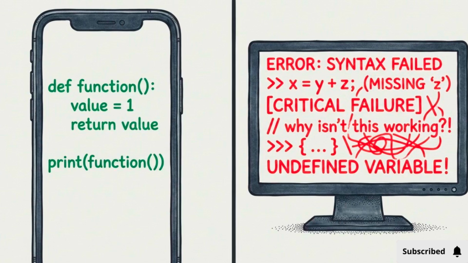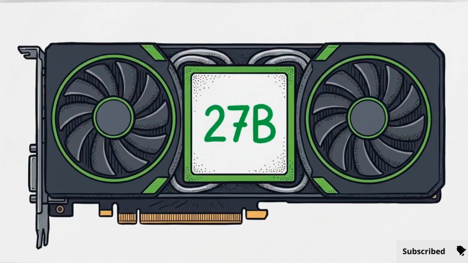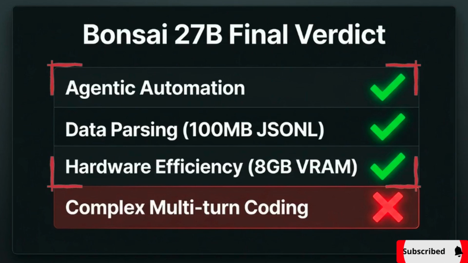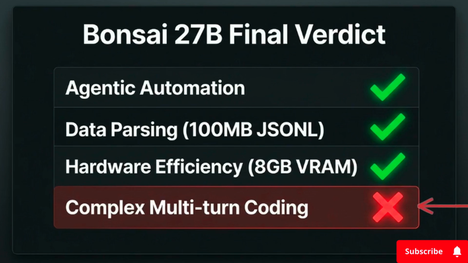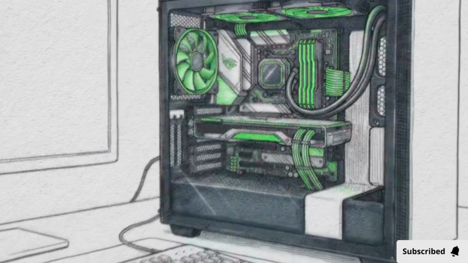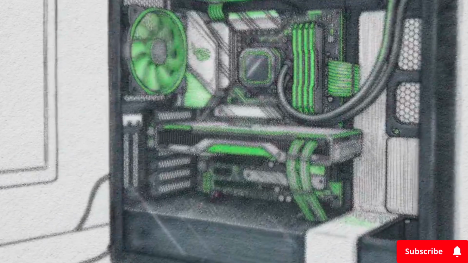We successfully crammed 27 billion parameters into a standard 8 GB hardware envelope. This final scorecard tracks its utility. It reliably executes agentic automation, heavy data parsing, and operates with exceptional hardware efficiency. But the limitations are strict. Complex multi-turn coding simply cannot run on this architecture. By respecting those limits, this pipeline allows anyone to run high-parameter, private AI on the consumer hardware they already own.